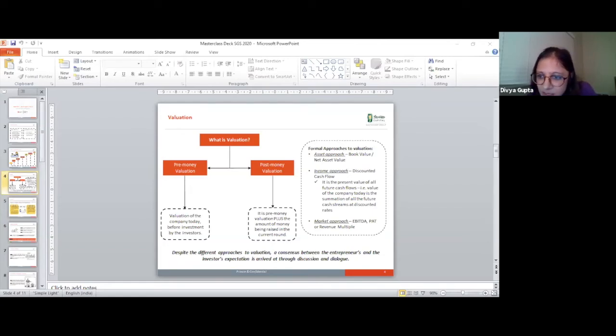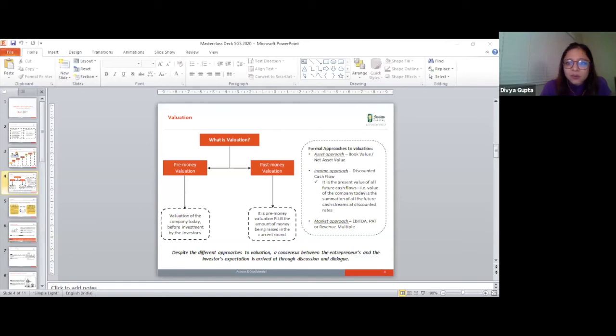Shivansh has asked, I would like to know more about the asset approach towards valuation. What's the logic behind it? Theoretically, asset-based valuation is basically just valuing the company on the asset it owns. So for a startup, that ends up being zero because mostly it's a bunch of guys. Asset base is not a future-looking valuation. It's basically on what you have on your balance sheet. I hope that answers the question.